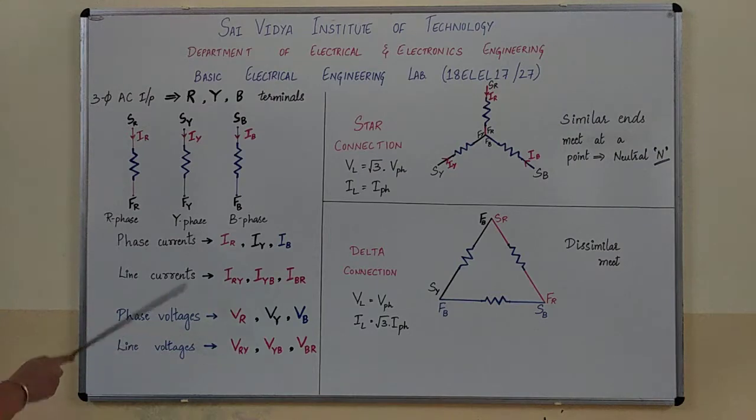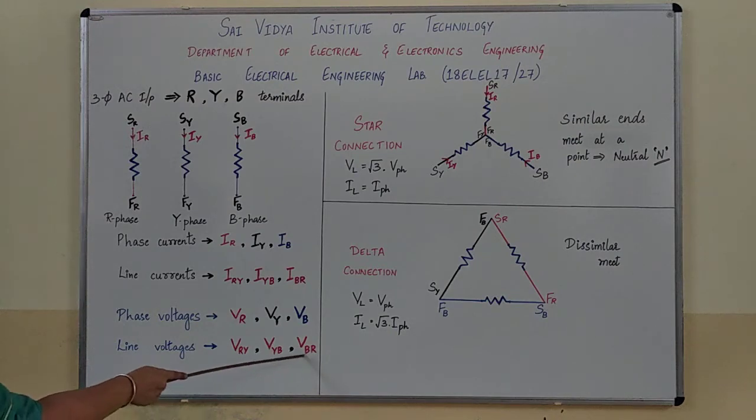The phase voltages, that means the voltage that is measured between the start of R and finish of R, that is, any phase, start of one and finish of the same terminal, is called a phase voltage, and that is indicated as VR, VY, VB. The line voltages, that is the voltages measured between R, Y and B terminals at the input, are indicated as VRY, VYB and VBR.